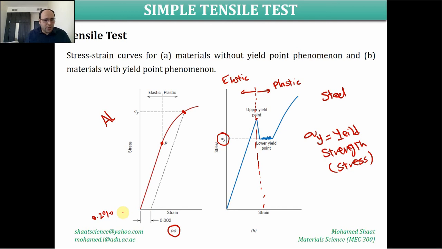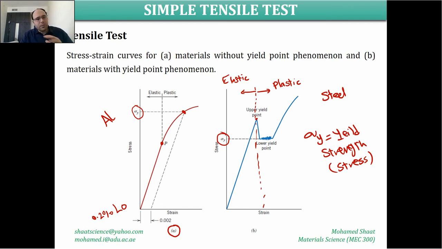We can simply take the strain value, 0.002, of the original length of the material. Then you draw a line that is parallel to the elastic region. This line is going to intersect with the nonlinear stress-strain curve at a point. If you mark this point and draw another horizontal line to intersect with the vertical axis, you will locate the yield strength or yield stress of the material. So this is commonly used.